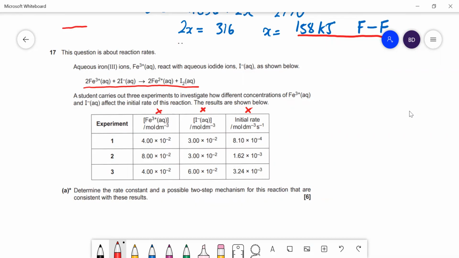So let's look at experiment 1 and 2. Here, the iodide concentration is staying the same, but the ion concentration is doubling. It's going from 4 up to 8. And if we look at the rate of reaction there, what's happening? Well, it's going from 8.1 times 10 to the minus 4 to this. It's obviously doubling. It's going from 8 up to 16. So you double the ion concentration, you double the rate. So the reaction is first order with respect to the Fe3+ ion. Now let's have a look at the iodide ion.